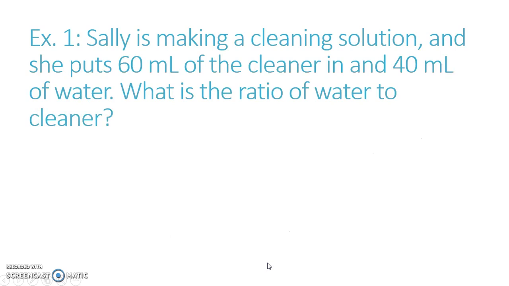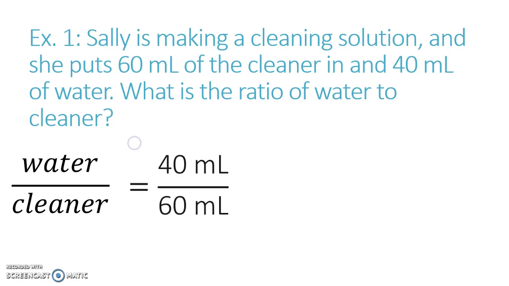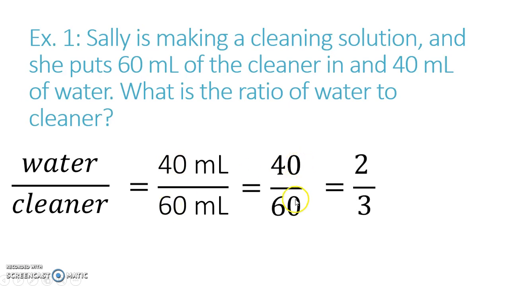So for example, Sally is making a cleaning solution and she puts 60 milliliters of cleaner in and 40 milliliters of water. What is the ratio of water to cleaner? So we have to do water on top and cleaner on the bottom. The water is 40 milliliters and the cleaner is 60 milliliters, and then we just have to simplify that. So 40 divided by 60 simplifies to 2/3.